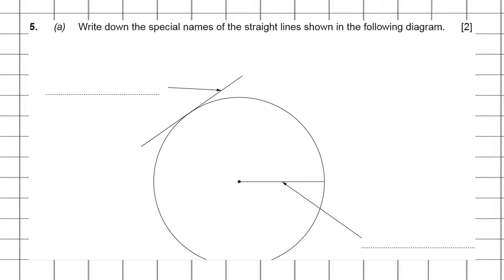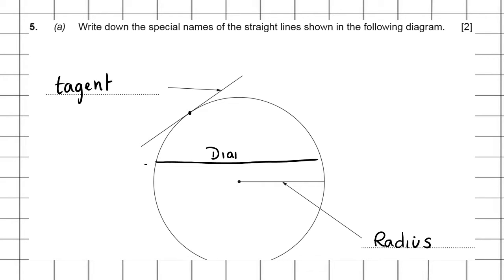Write down the special names of the straight lines shown in the following diagram. Okay, so this is a tangent, and the tangent touches the circle at one point, so there. And this is the radius. This would be the diameter, or a chord.